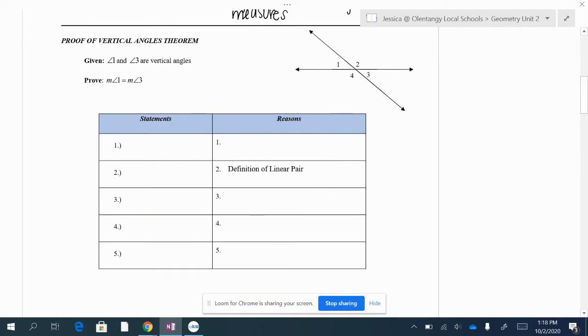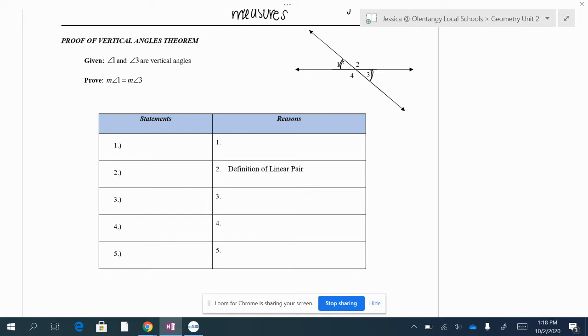All right, so we have a proof. It says proof of vertical angles theorem. We are given that angle 1 and angle 3 are vertical angles. So we are given that this angle and this angle are vertical angles. Let's go ahead and prove that the measure of angle 1 equals the measure of angle 3. So now I'm going to prove to you that vertical angles do have the same degree measure.